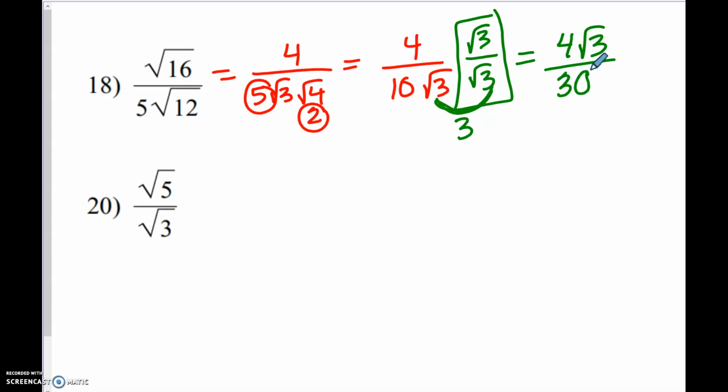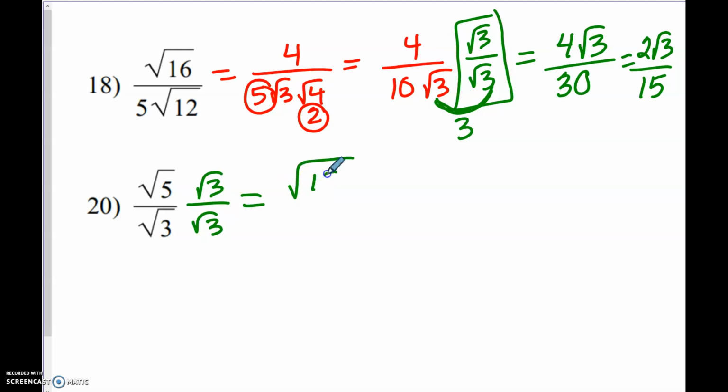Okay, now on the test or quiz or any assessment, remember you always have to reduce, and 4 and 30 are both even numbers, so I'm going to divide by 2, so I get 2 root 3 over 15. All right, number 20. Well, this one's easy after 18. We are not allowed to have a square root on the bottom, so I multiply by the square root of 3 over the square root of 3. So 5 times 3 is the square root of 15, and root 3 times root 3 is 3. We cannot simplify the 15 and the 3 because the 15 is underneath the radical.